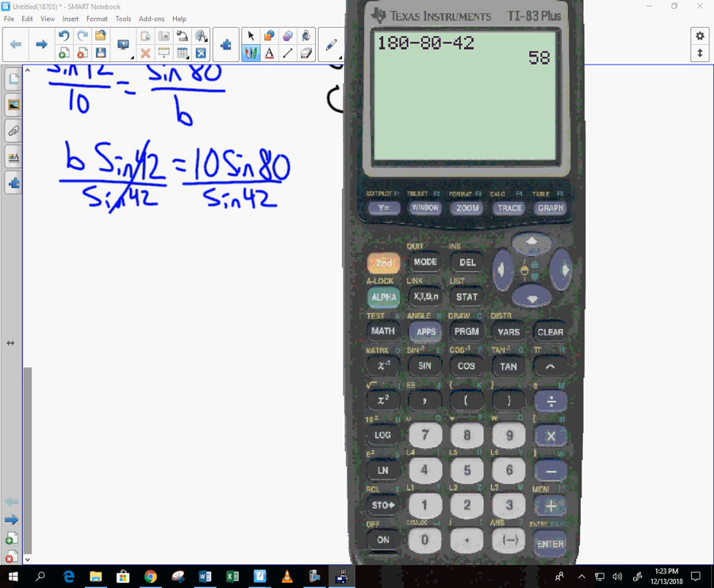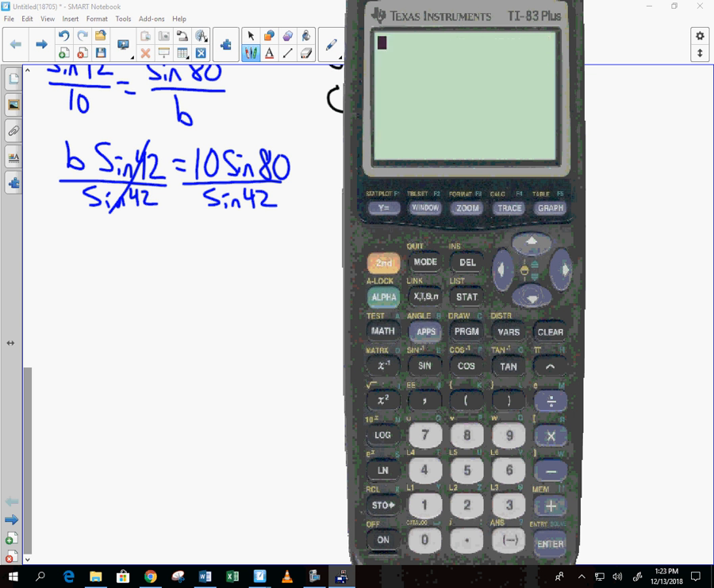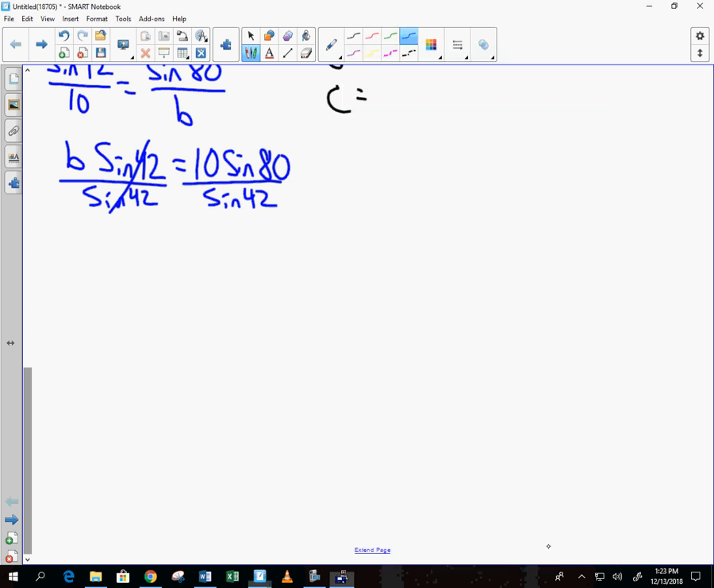Take out your calculator, turn it on. Check your mode, make sure you're not in radians. I'm in radians right now. Work in degrees, and I'm just going to type that in. 10 sine of 80. Make sure you close your parenthesis. Divided by the sine of 42. Close your parenthesis. And you get 14.72.